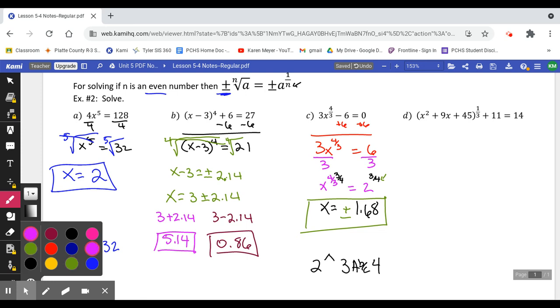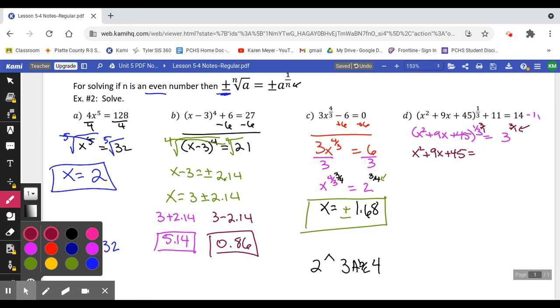Okay. Let's get rid of the 11. So subtract that over. So x squared plus 9x plus 45 raised to the 1/3 equals 3. Then to get rid of the fraction power, do reciprocal power. So that would be 3/1. Make sure you're writing it as a power. So you get x squared plus 9x plus 45 equals 3 to the 3rd power, which is 27.